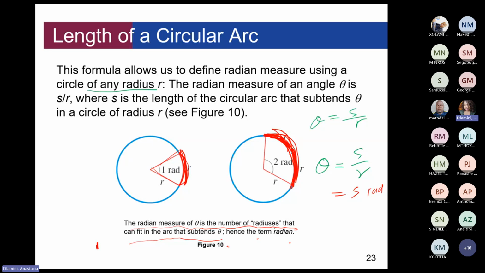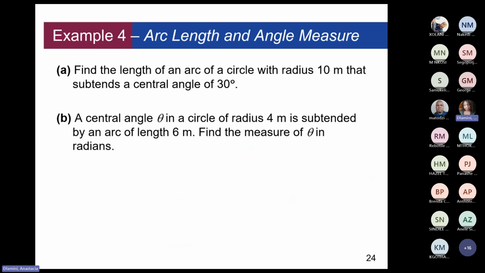So now find the length of an arc of a circle with radius R equal to 10 meters that subtends a central angle of theta equal to 30 degrees. This is a question in your assignment, guys. So R is equal to 10. This is assignment 5, isn't it? Theta is equal to 30 degrees.